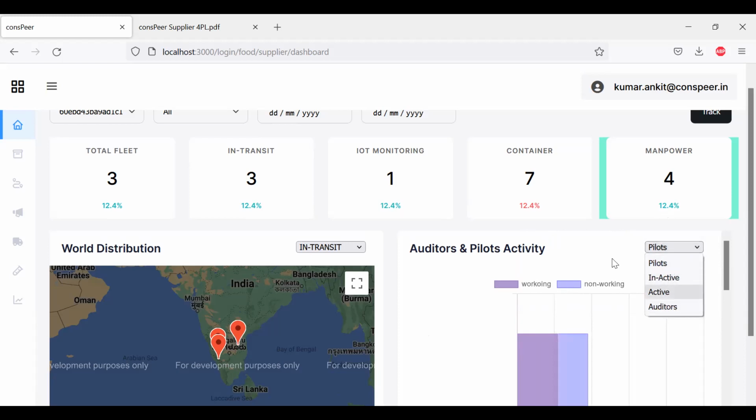Okay, so similarly they have in transit drivers, which are currently in the transit process, available with the vehicles which are in the transit process.